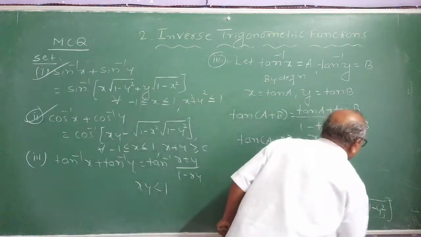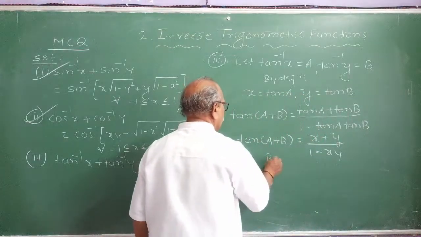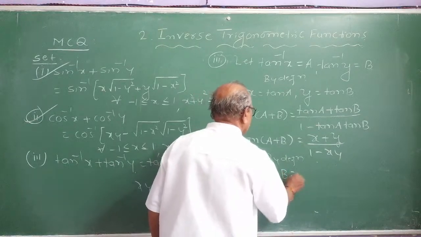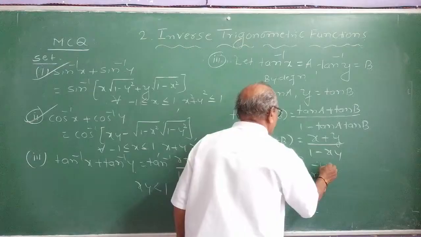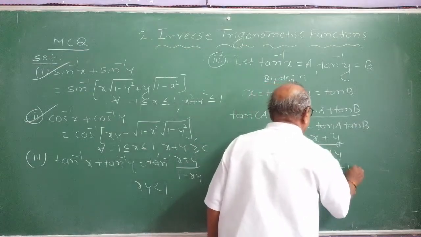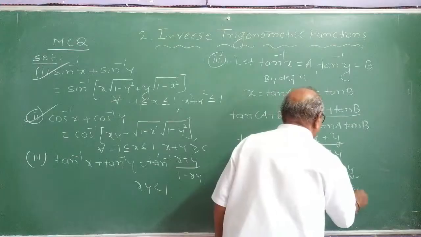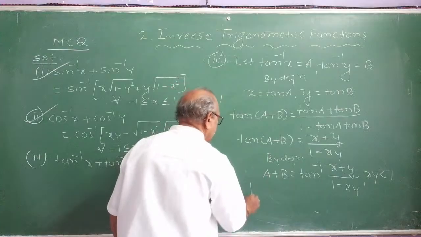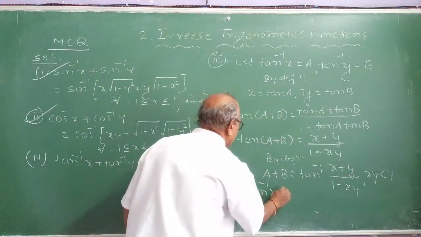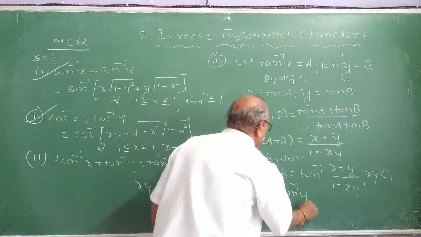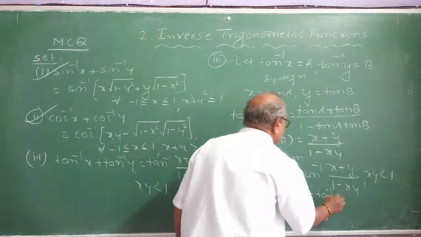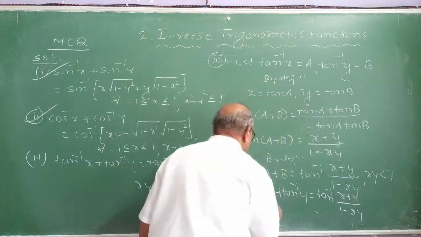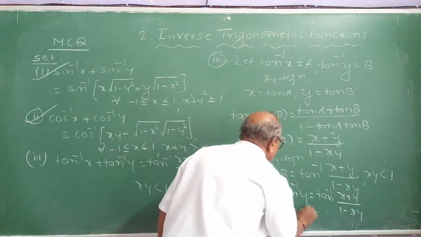And by definition, you can write it as A plus B is equal to tan inverse of x plus y upon 1 minus xy, provided xy is less than 1. Then A plus B becomes tan inverse x plus tan inverse y, which is equal to tan inverse of x plus y upon 1 minus xy. Hence the proof.